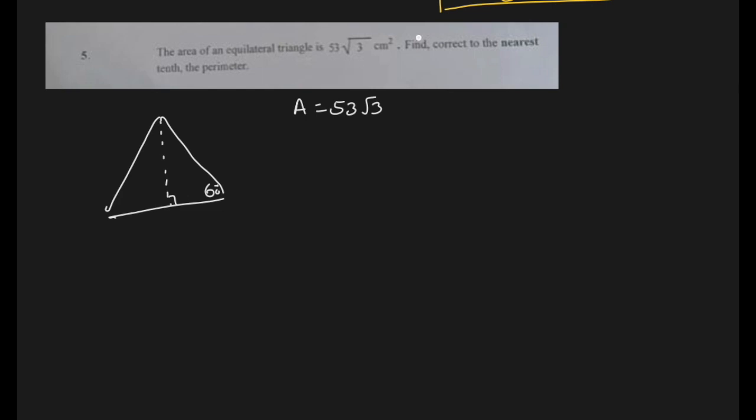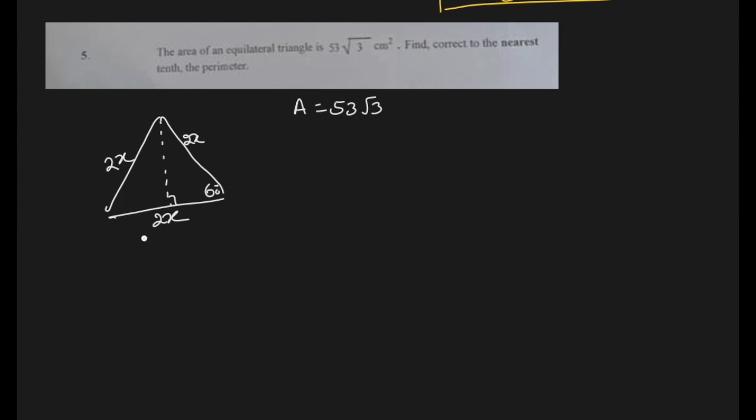So what are they asking for? Find, correct to the nearest tenth, the perimeter. So we'll find the side first. Rather, for making it simple, let me assume this as 2x, not x, because halving it will be a little problematic. So this is what I will do.